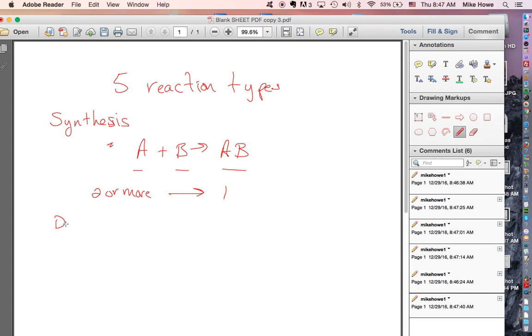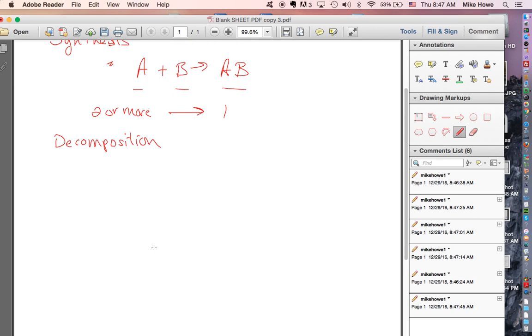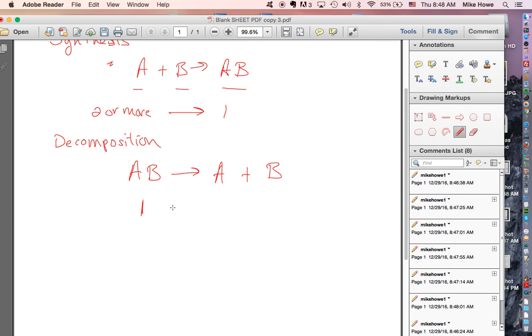All right. The second type of reaction is decomposition. A decomposition is the opposite of synthesis. So if you have substance AB, then you can end up with substance A plus substance B. Notice that we have one thing here turning into two or more things. So one substance turns into two or more substances. Second reaction type.